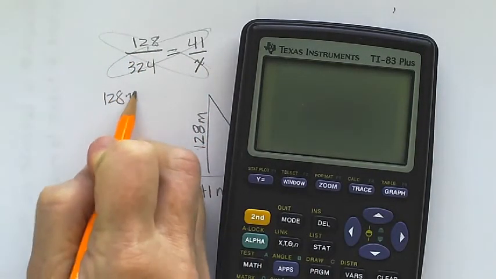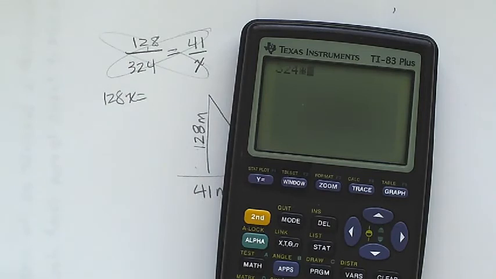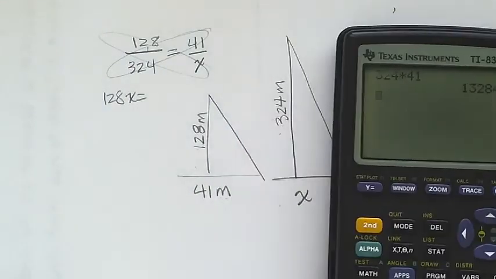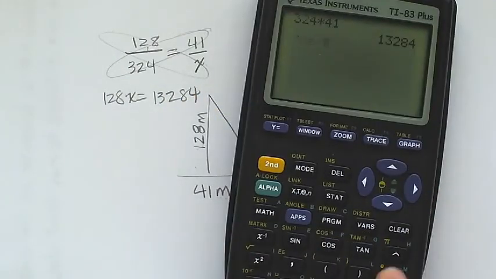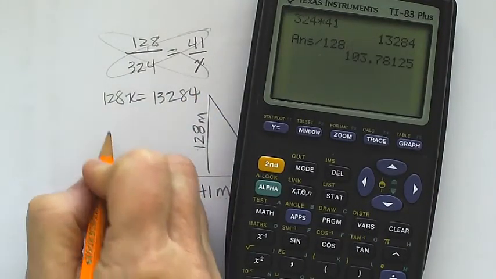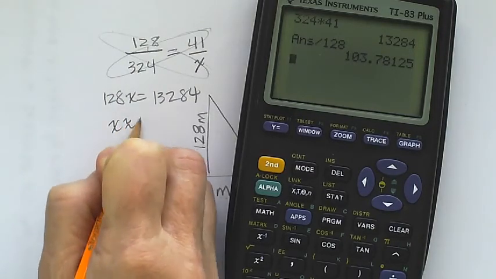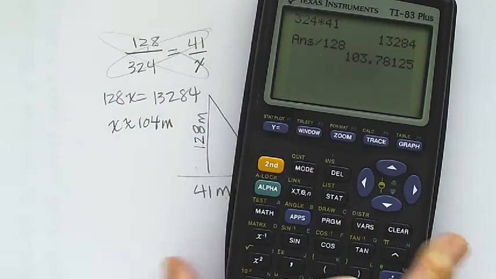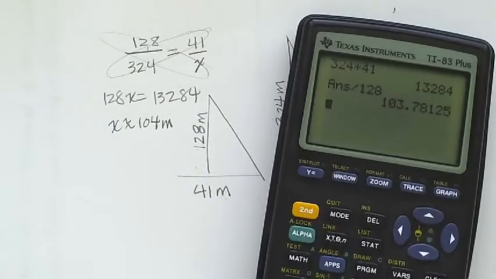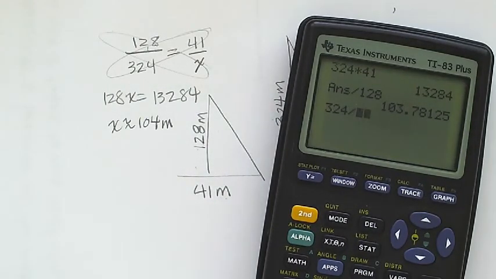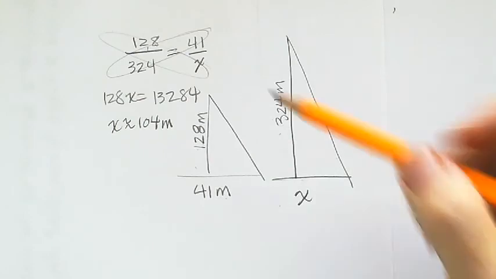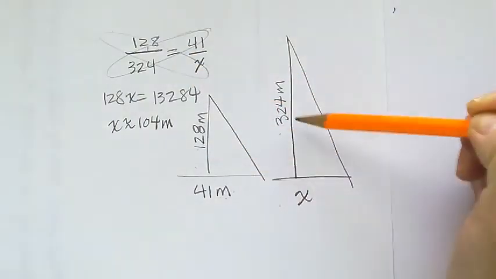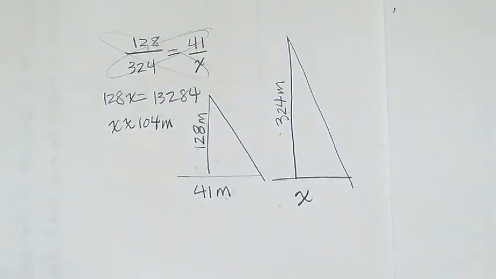So 128x equals, let's see, 324 times 41 is 13284, and then I'm going to divide by 128. So x is about 104 meters wide at the base. You could have just said, okay, what's 324 divided by 128, and then multiplied that by 41. Or you could have set up a proportion differently, 128 over 41, 324 over x, and gotten the same answer.